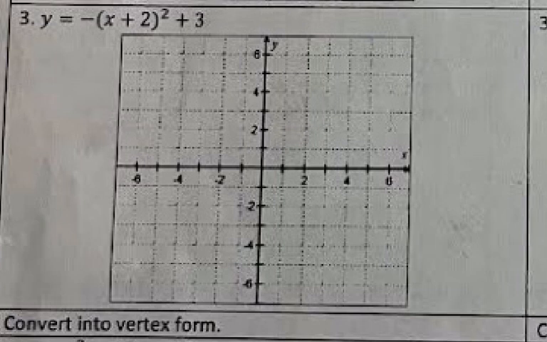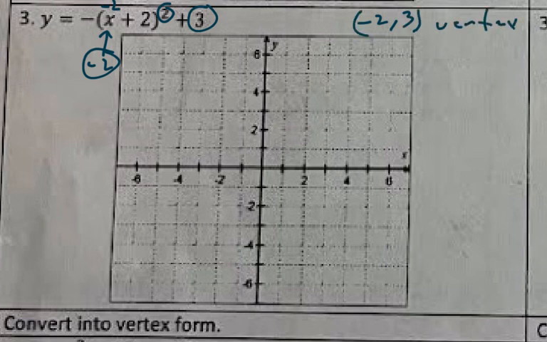Okay, on this one here, again, notice that this is a quadratic, but I'm going to start exactly the same way. I notice right in there that -2 would make it 0. So I'm going to take -2 and 3. I know that's my vertex. So -2, 3 is right there.